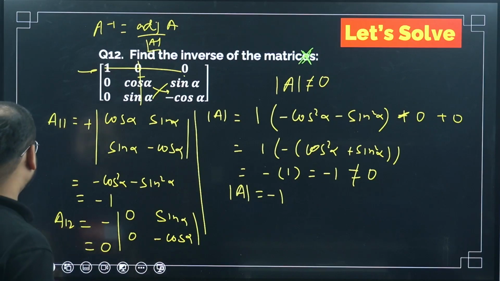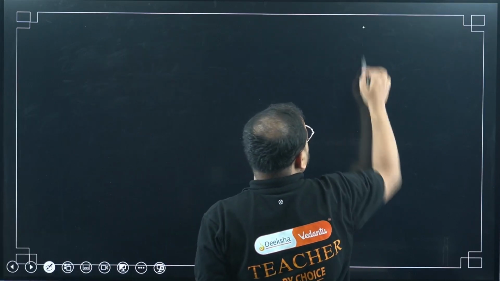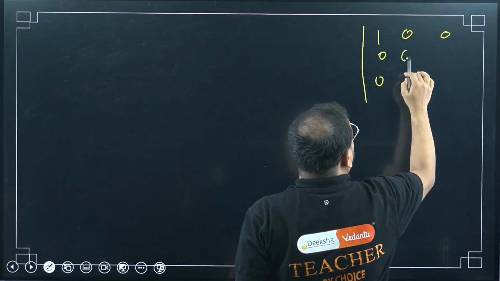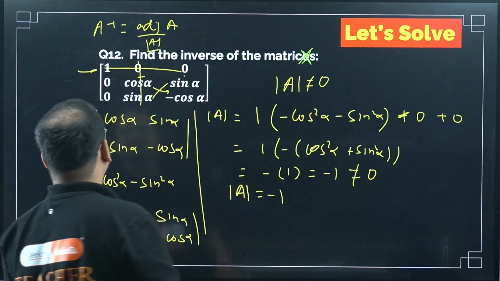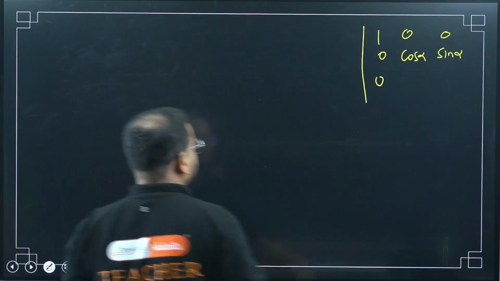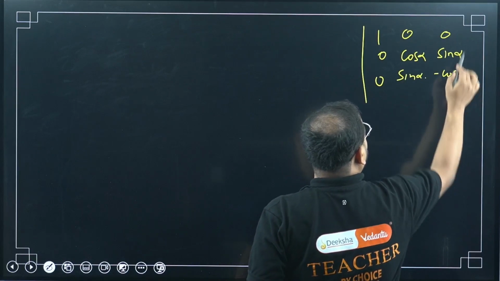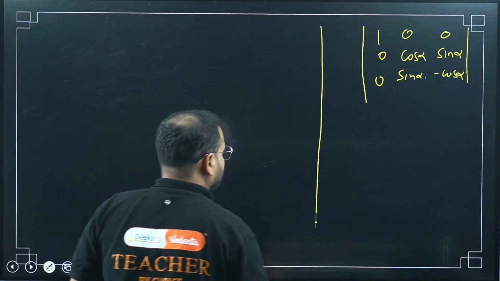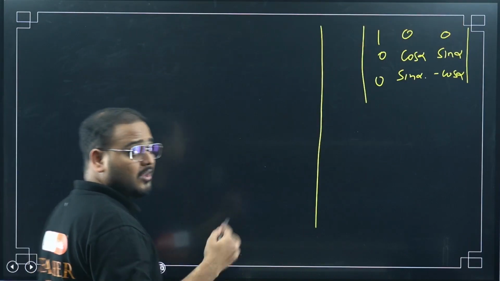So I have to write the matrix. I'll write it 1 0 0, 0 cos alpha sin alpha. What are the other two elements? 0, sin alpha and minus cos alpha. Okay, let me find the other one. So I found what? Only two, A11, A12. I have to find what? For all the 9 elements.